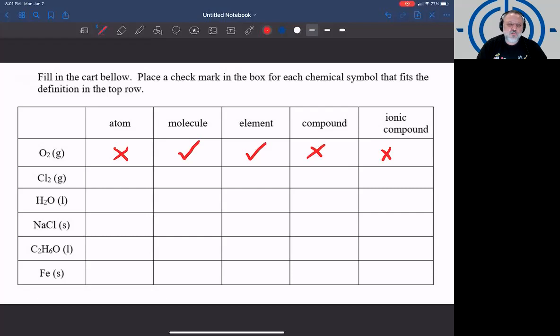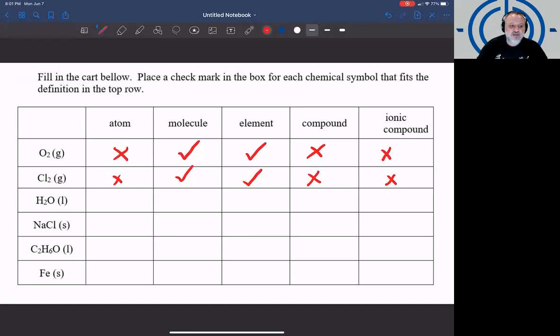Chlorine 2, you're going to run into Cl2, chlorine. You're in the same situation that you were with O2 for oxygen gas. It's not an atom because there's the subscript 2. It is a molecule for the same reason. There's 2 of them. It's an element because all there is is chlorine, and it's not a compound for that same reason. Because all it has is chlorine, it's not an ionic compound, not a metal and a nonmetal.